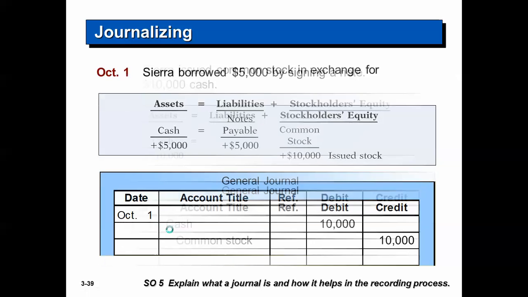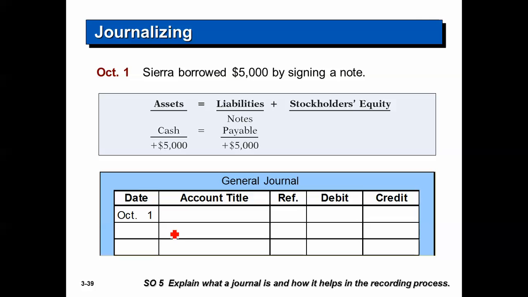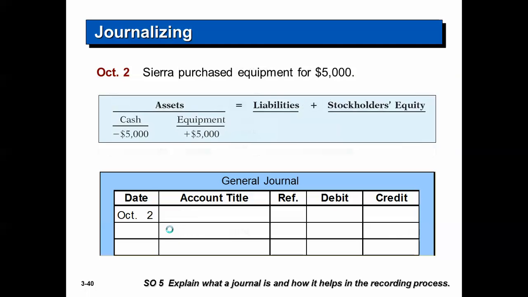The second one, we borrowed $5,000. Again, cash goes up and notes payable goes up. That's a liability. Cash right next to the line, debit $5,000. Indent, notes payable, credit $5,000. We have an equal debit and equal credit. Sierra purchased equipment for $5,000. This time equipment goes up, cash goes down. So equipment is the account debited. Close to the line, then we move in like that, and we record cash, $5,000.